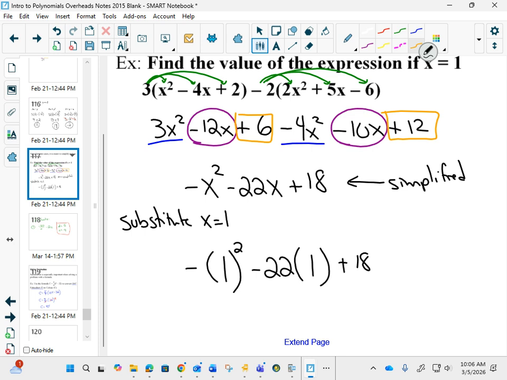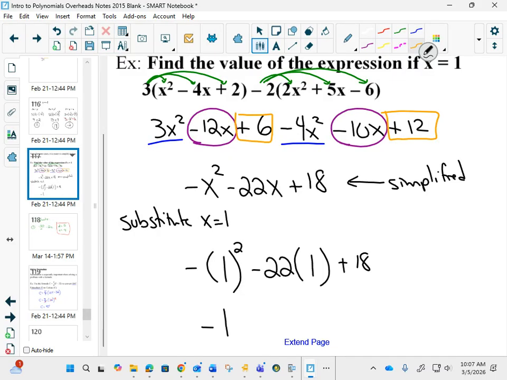Look at the original. If you substituted in the original, you'd have to put a 1 in 4 times. And in the final one, you just have to put in the 1 twice. A little bit simpler. Order of operations, what should we do first? Exponent. What's 1 times 1? 1. And then the negative out in front would be a negative 1.